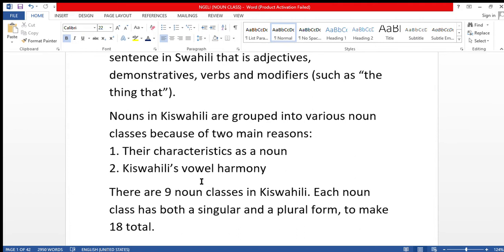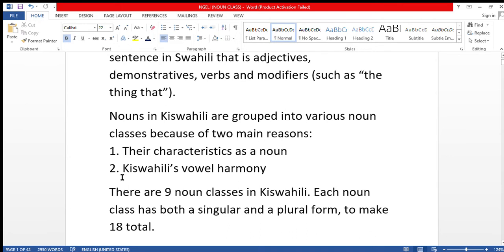Then the nouns that start with KI in singular form and VI in plural form will be categorized as KI-VI, though there are some exceptions. So here, the first one is M-WA, then KI-VI. Those are the examples that I just gave in this part one.